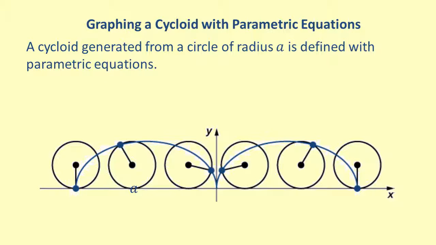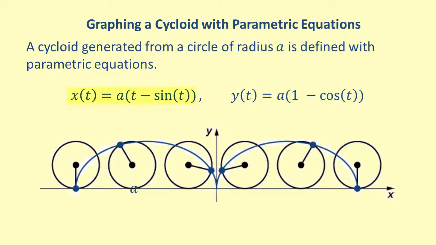Imagine a point on a wheel that is rolling without slipping along a road. That point traces a path that we call a cycloid. You can see this in the image here. The cycloid generated with a circle of radius a can be described with parametric equations.